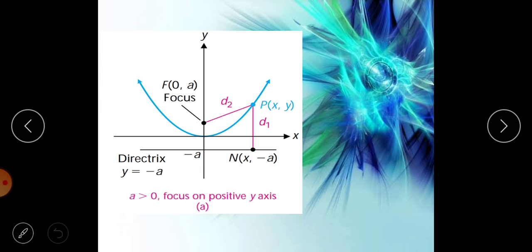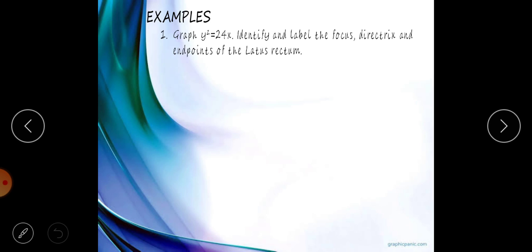So this is what the graph of the equation looks like. So when a is greater than 0, the focus is on the positive y-axis. As you can see, this is the focus. It lies on the positive y-axis. So that's it. So we have here an example.